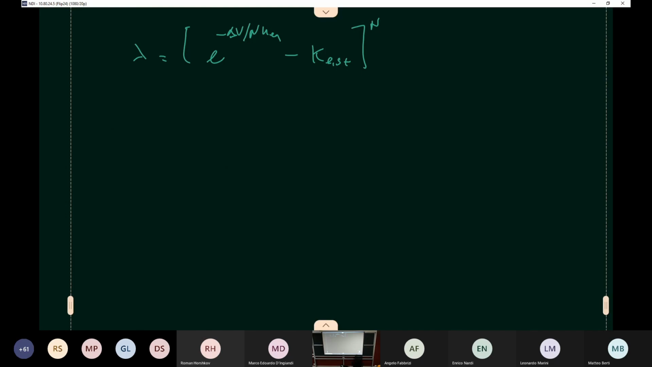So what happens here is that if you consider n that goes to infinity, this is 1 again, but we have 1 minus a number. So it's a number to the power infinity, or better, a number less than 1 to the power infinity, and so it's 1 over infinity. That means that for this term, lambda, as n goes to infinity, goes to 0.